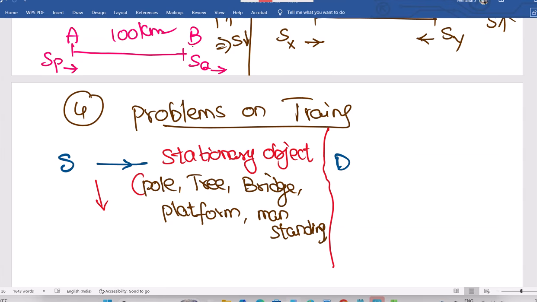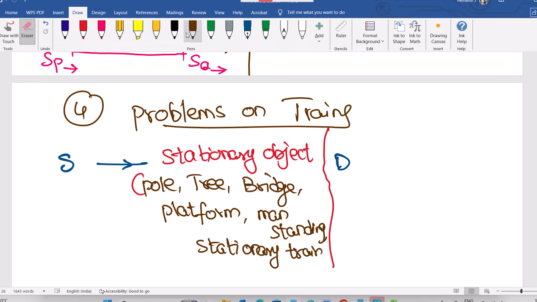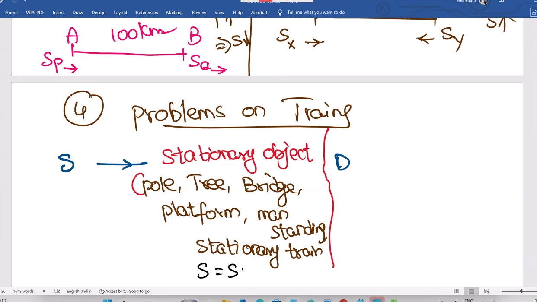Next, train crossing, stationary train. In all these cases, my dear friend, what is the speed, you tell me? In all these cases, what is the speed? Which is moving? Only the train is moving. So speed must be equal to the speed of the train.